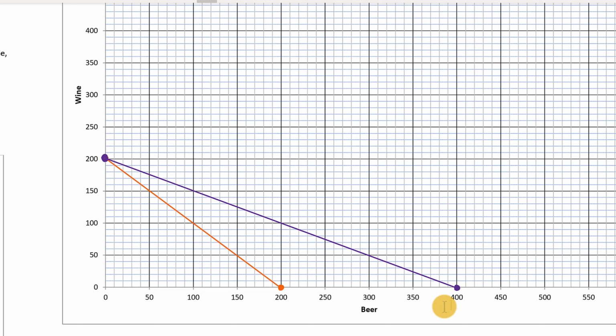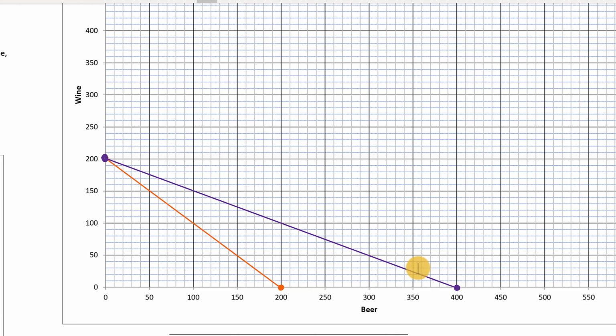Similarly, if we just connect those with a straight line, then this purple line is our production possibilities curve for the United States. Now looking at these two production possibilities curves, can you see which country is going to be the richer, wealthier, better off country, the one that can produce more than the other? Of course, that's going to be the United States in this example.